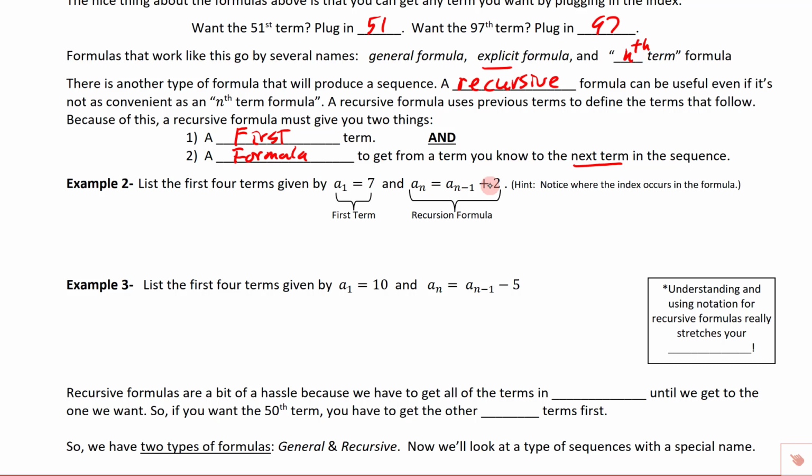So let me show you how this works. If I want the first term, I'm just going to write down a sub 1. Well, the first term is 7, and I've got that. We're done with that one, so I'm going to go ahead and put a little circle around that. If I want the second one, I'm going to do an a sub 2.